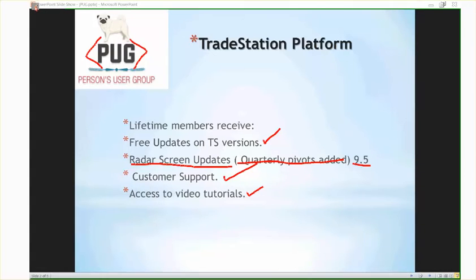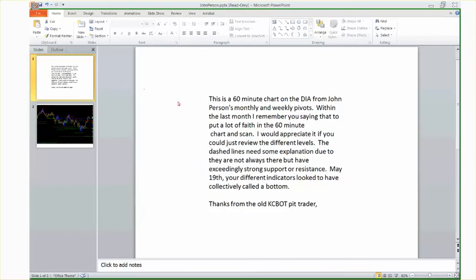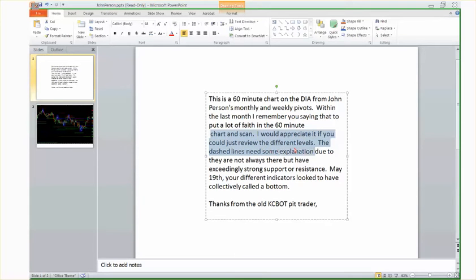What I want to get through is the important stuff and what you guys are here for, some questions. So first and foremost, let me go over a different question. This is a question that an individual had. I like to keep things anonymous. A 60-minute chart on the diamonds from John, monthly and weekly pivots within the last month. I remember you saying that you put a lot of faith in 60-minute charts and scans, and I would appreciate if you could just review the different levels.